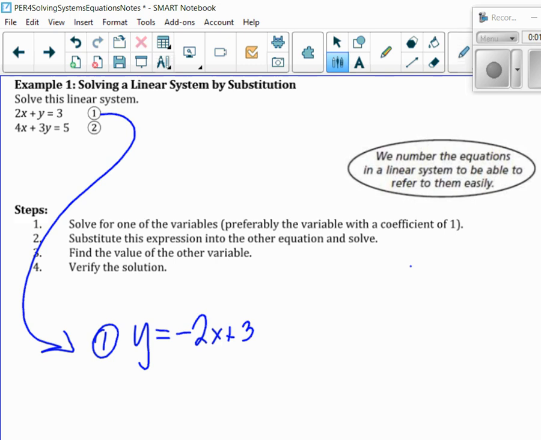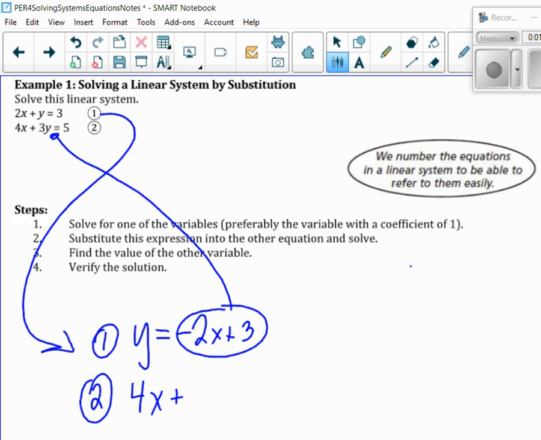So now what we're going to do is substitute, that's why I call it the substitution method. We are going to substitute this expression into the other equation for that variable. So do you see, we have established that y is negative 2x plus 3. We're going to take that and substitute it into equation 2. So equation 2 is now going to be 4x plus, now instead of 3y, we're going to write 3 bracket negative 2x plus 3. Does everybody see what I'm doing? Equals 5. Instead of this y here, I'm putting the expression for y in there.